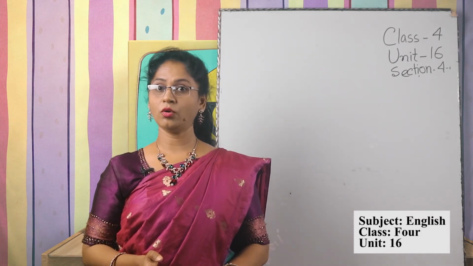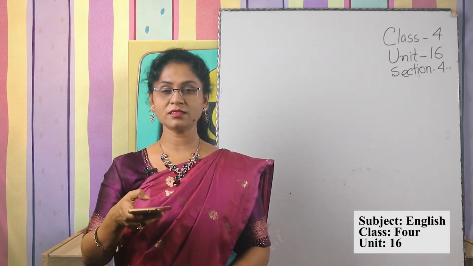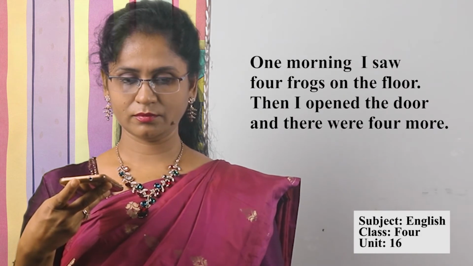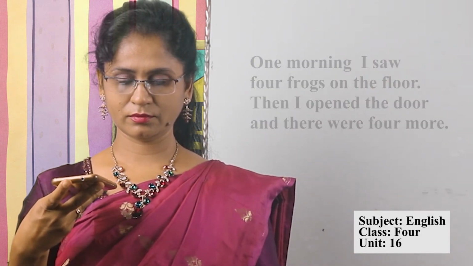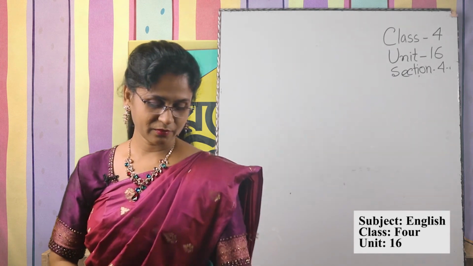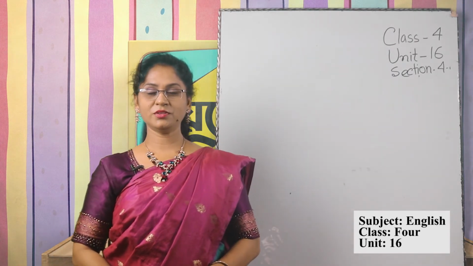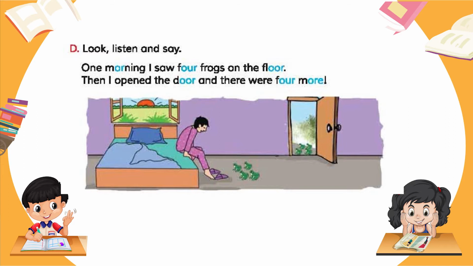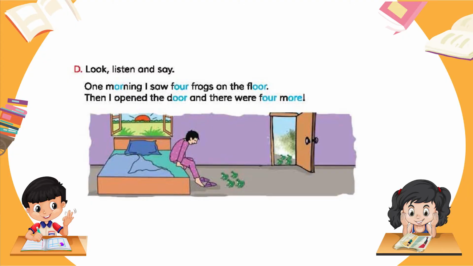I'm going to repeat the whole audio. Please listen carefully. One morning, I saw 4 frogs on the floor. Then I opened the door and there were 4 more. I hope you can understand. And please remember that the blue alphabets on the word are making the exact sound, that is O. Okay? O.